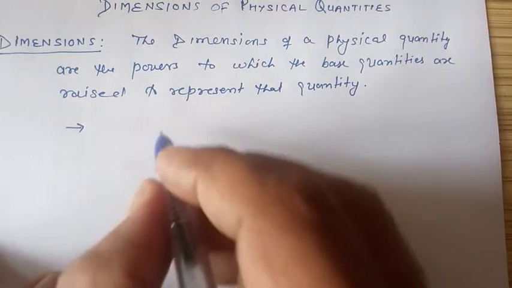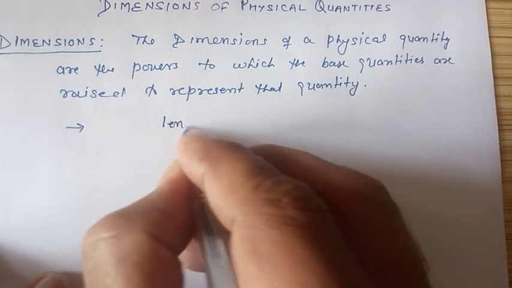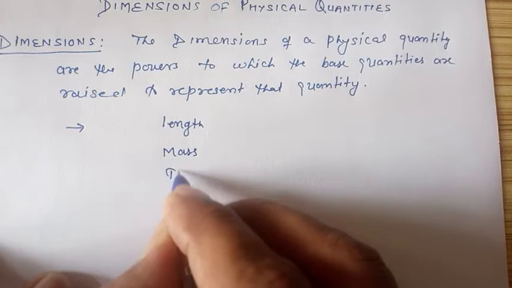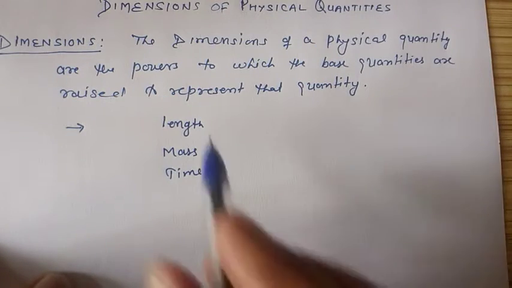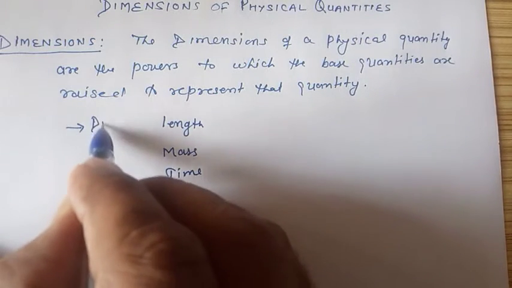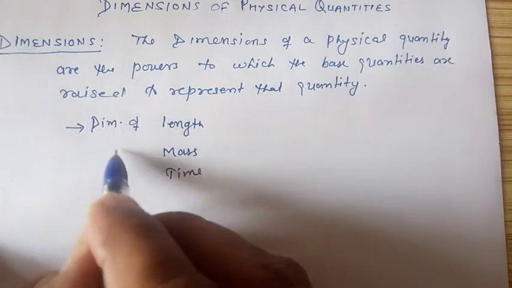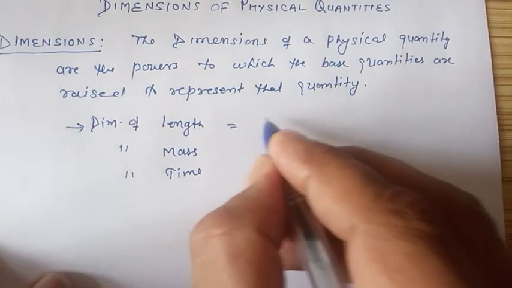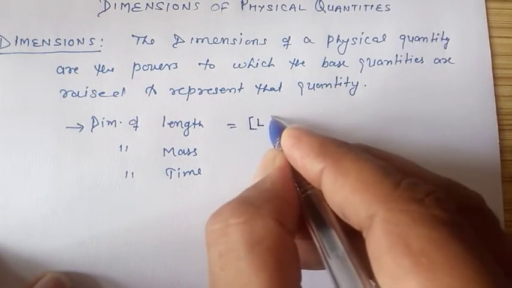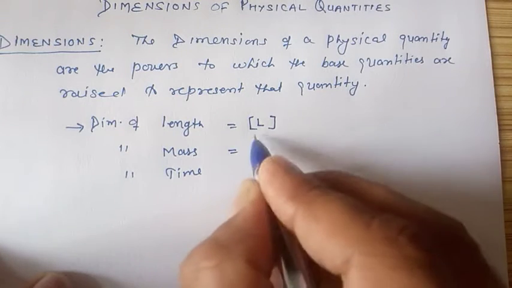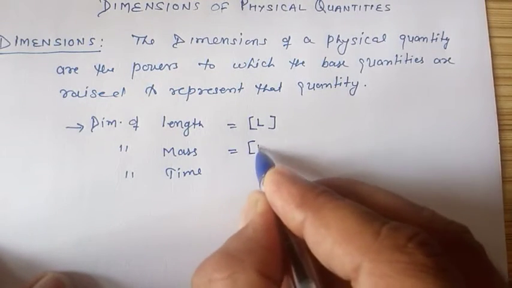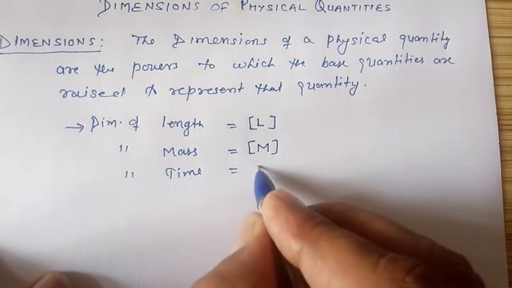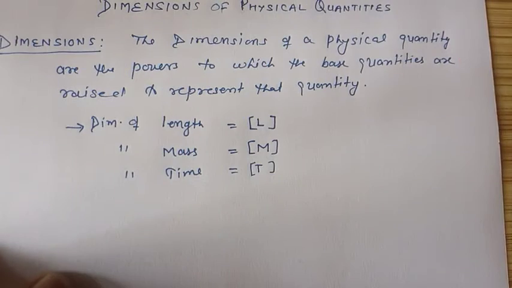Seven base quantities or fundamental quantities. For example, length, mass, time. How will we write the dimensions of length, the dimensions of mass, the dimensions of time? The dimensions of length are written as L in square brackets. Similarly, the dimensions of mass are M, and time T.